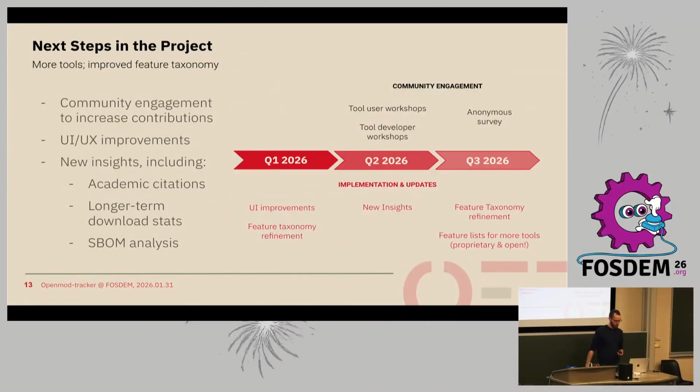So where are we going? We want community engagement. That's why I'm here today. And we want to improve UI and UX. We'll probably get a front-end developer to actually look at this and hope they don't scream. We want to add new insights. We want to add things like what are the academic and ideally non-academic uses for these tools.